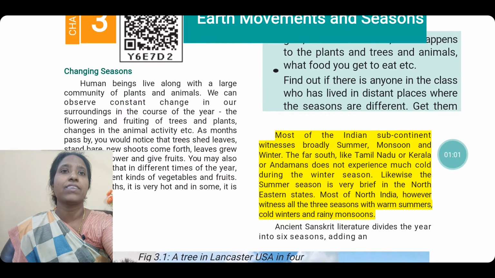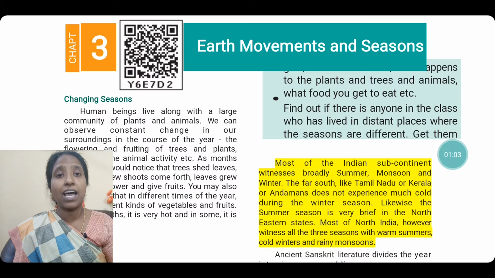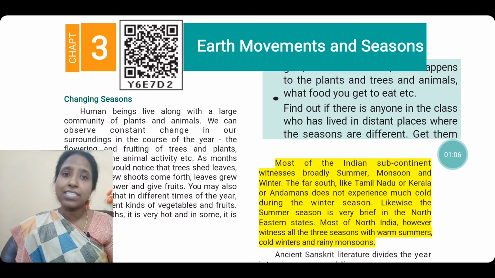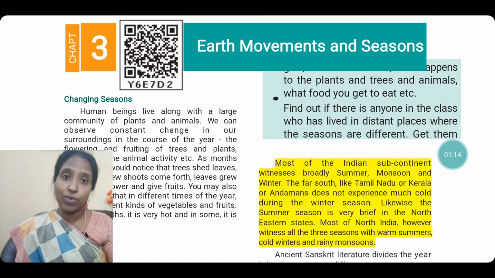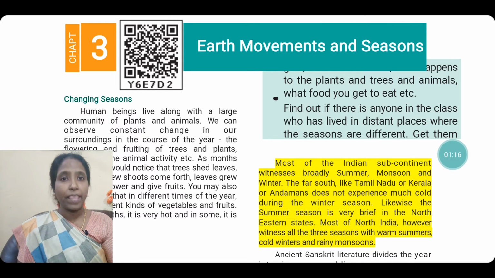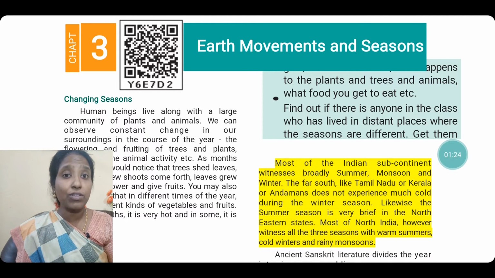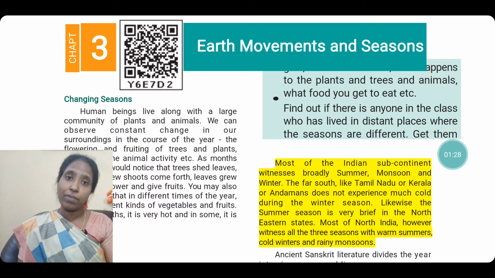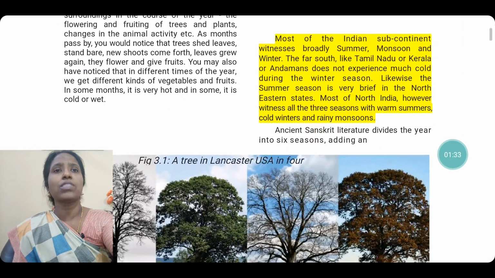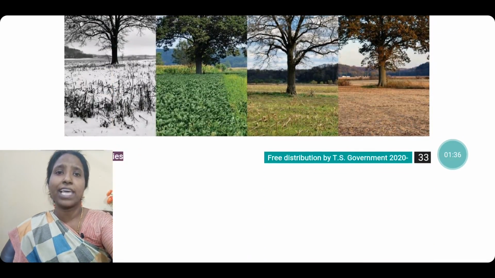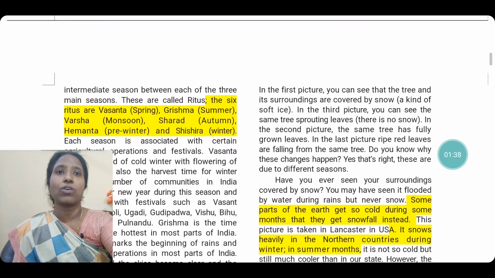Now, in this lesson, we see the movements and seasons: how the movement of the earth, that is the rotation and revolution of the earth, is responsible for the seasons, and what other factors influence the seasons of a particular region. Rotation takes 24 hours, which causes day and night. Revolution takes 365 and 1/4 days, which causes one year. So let us see how these earth movements cause the change in the seasons.